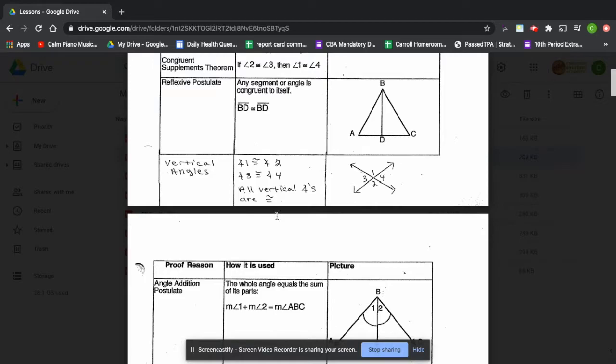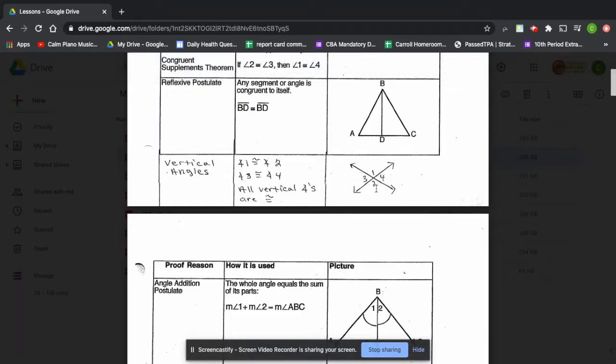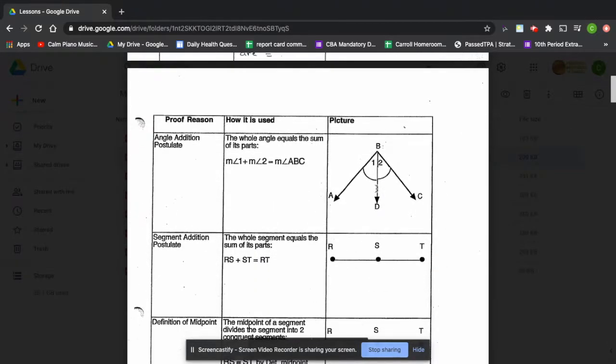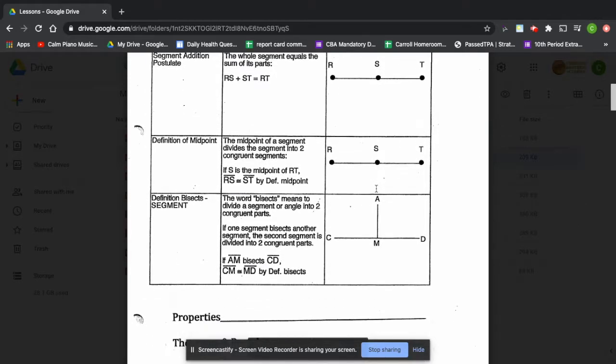Something that you're going to hear countless times this year is that all vertical angles are congruent. So angle 1 is across from angle 2, so they are always going to be congruent. We're going to be skipping the addition postulates, but we are going to be talking about midpoints again. These are points in the middle of a line segment.